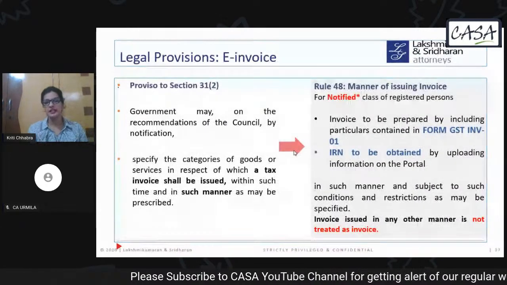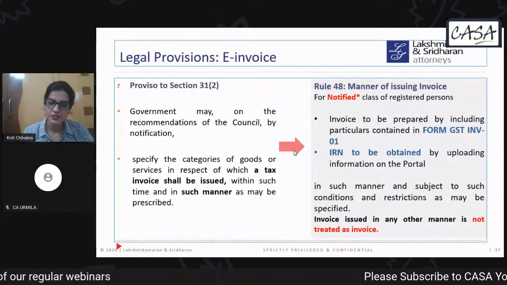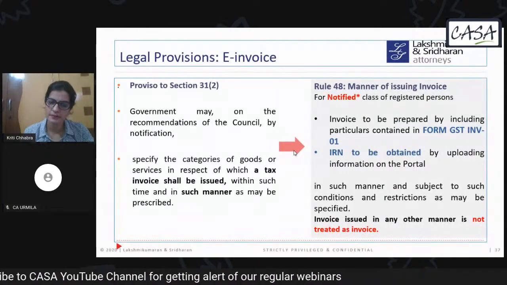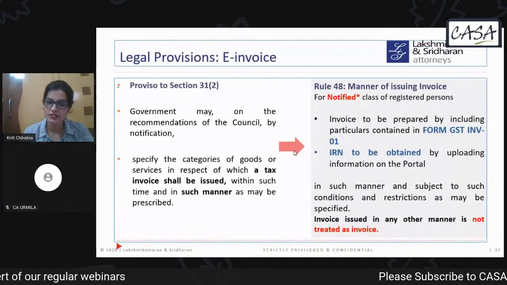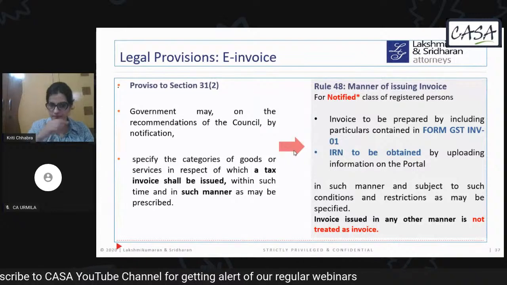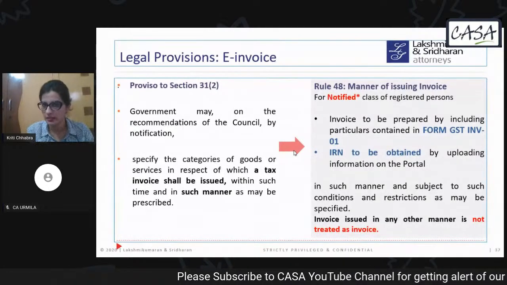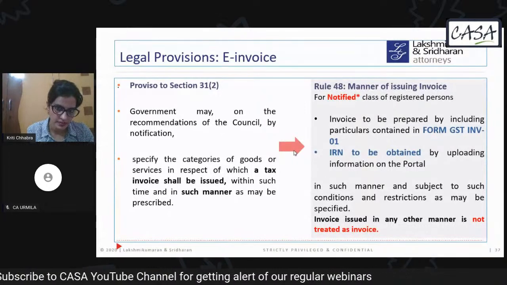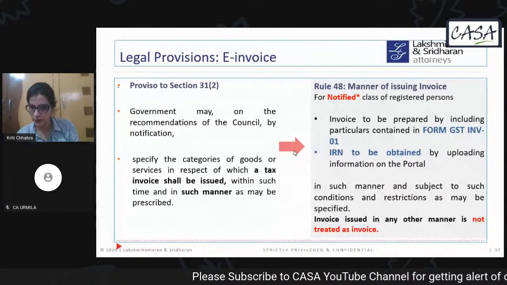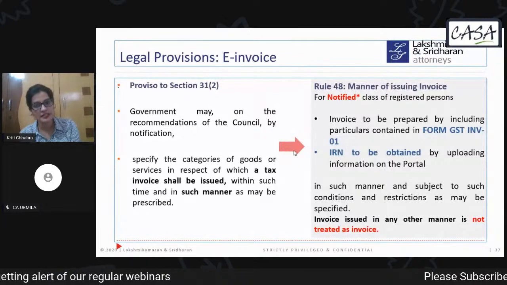Now let us see the main issues and intricacies in the e-invoicing mechanism. The proviso to section 31 subsection 2, which was inserted a while back, states that the government, on the recommendation of the Council, by notification, may specify the categories of goods or services in respect of which a tax invoice shall be issued within such time and in such manner as may be prescribed. Thereafter, Rule 48.4, 48.5 and 48.6 were inserted, which mention that for a notified class of registered persons, the invoice is to be prepared including the particulars contained in Form GST INV-1, and the IRN is to be obtained by uploading information on the portal in such manner and subject to such conditions and restrictions as may be specified. An invoice issued in any other manner is not treated as an e-invoice.